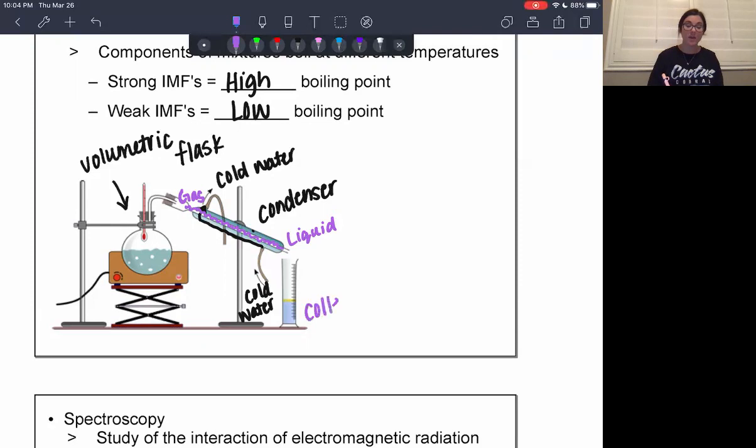You usually have a collection beaker, but it looks like in this image they've got a collection graduated cylinder. It doesn't really matter as long as you're able to measure the amount that you've collected.